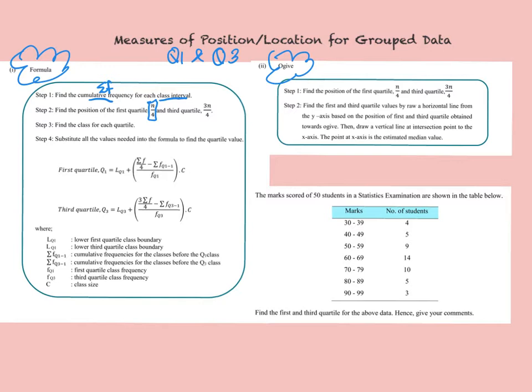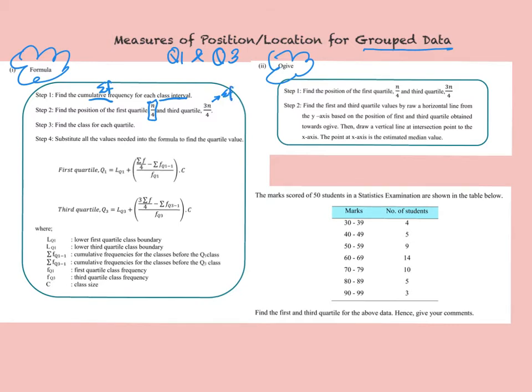The formula is slightly different, because if you look at the previous video, for ungrouped data we used (n + 1) divided by 4. But since this is for group data, the formula for the position of quartile 1 is n divided by 4, and for the third quartile, 3 multiplied by n divided by 4. Remember, n is equal to the cumulative frequency.